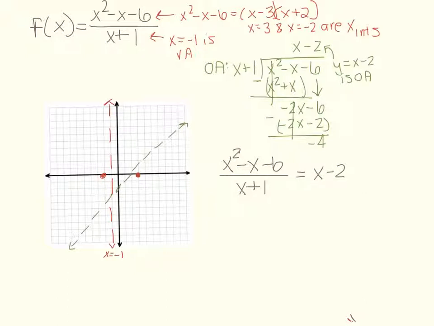When I multiply both sides by x plus 1, I get x squared minus x minus 6. Foiling x minus 2 times x plus 1 on the right-hand side, I actually get x squared minus x minus 2. Well, if I take away an x squared from both sides and add an x to both sides, I get the equation negative 6 is equal to negative 2. This does not ever work, which means that the asymptote will not be crossed by the function.